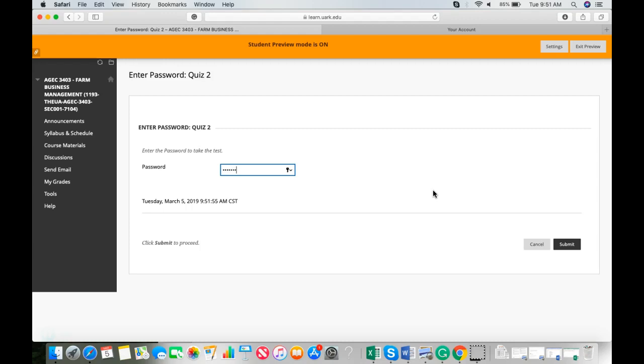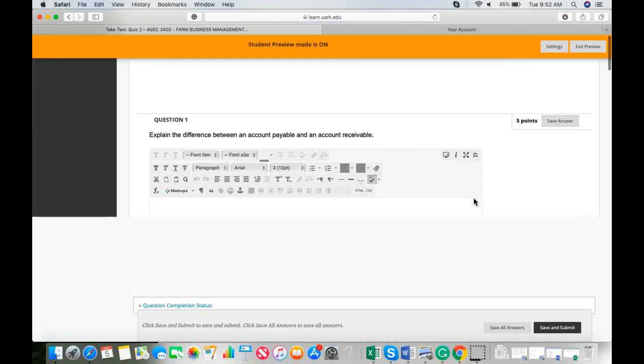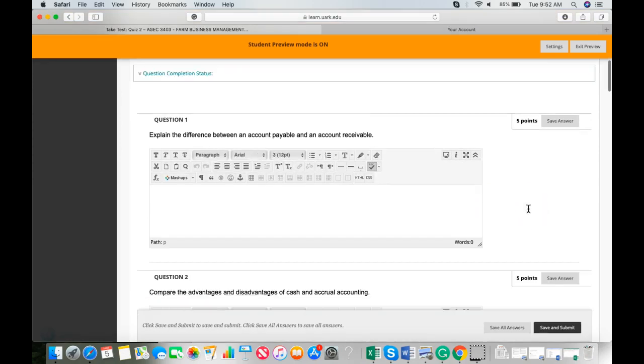So first of all, I'll go through the correct responses of the quiz. Explain the difference between accounts payable and accounts receivable. Well, most of you got this one correctly, as it reflected from the first homework.